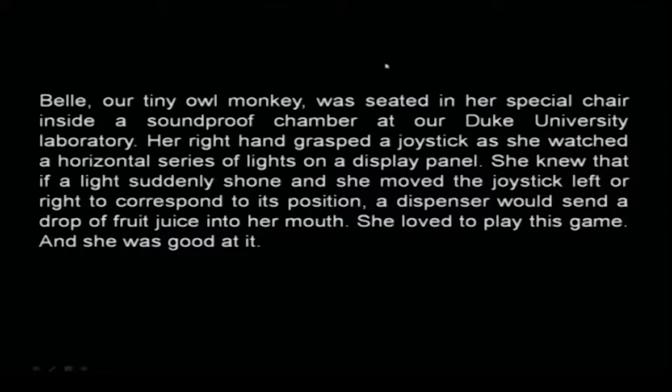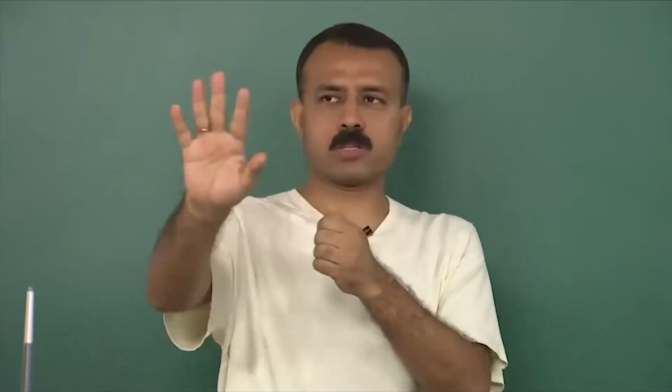So, look at how they have trained the monkey. This monkey knew that if a light suddenly shone, she should move the joystick left or right to correspond to its position. Imagine the light is moving here. She knows that if she can really follow that light, then she is going to get the fruit juice.